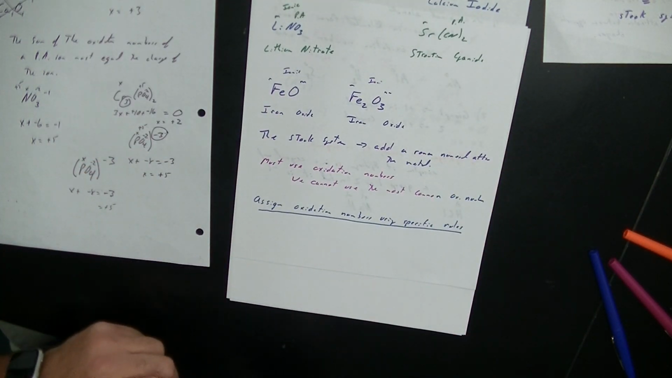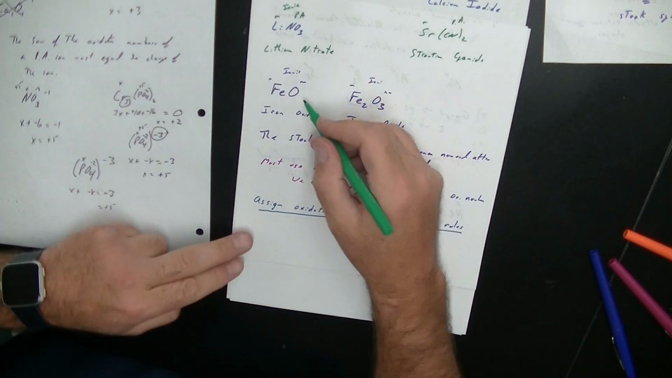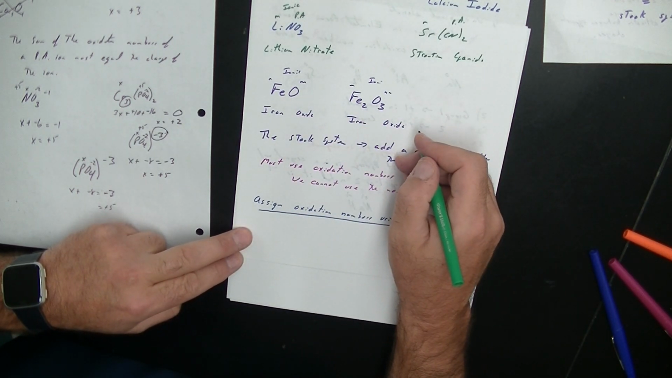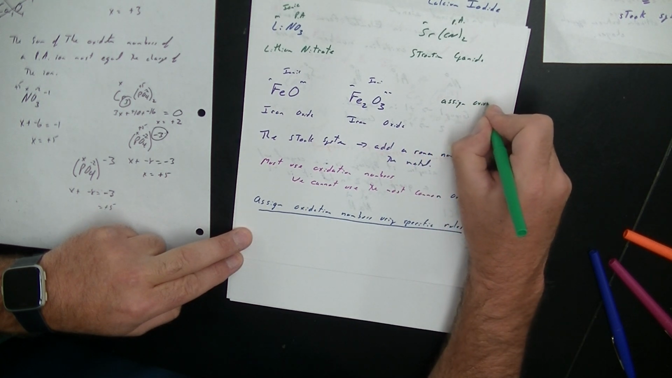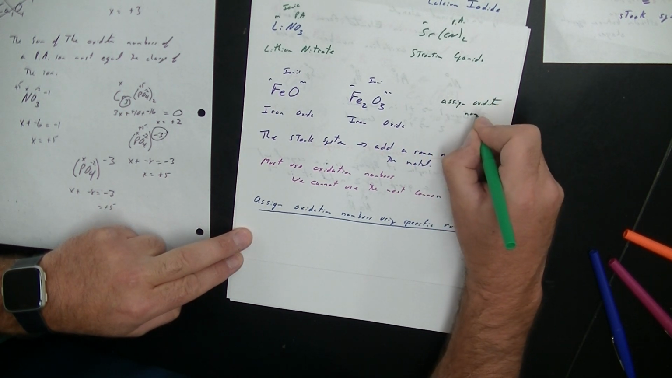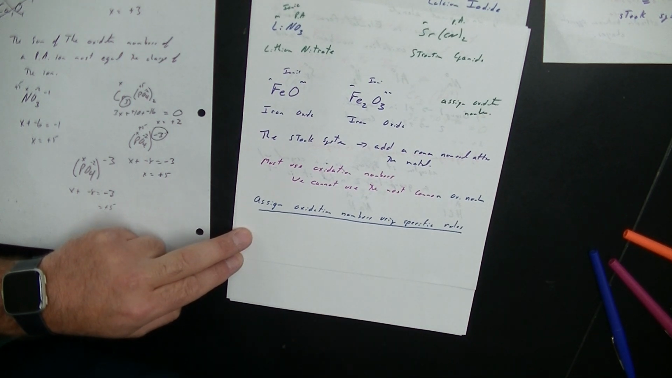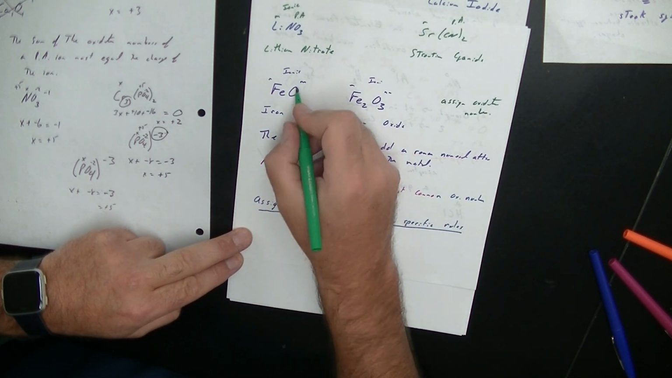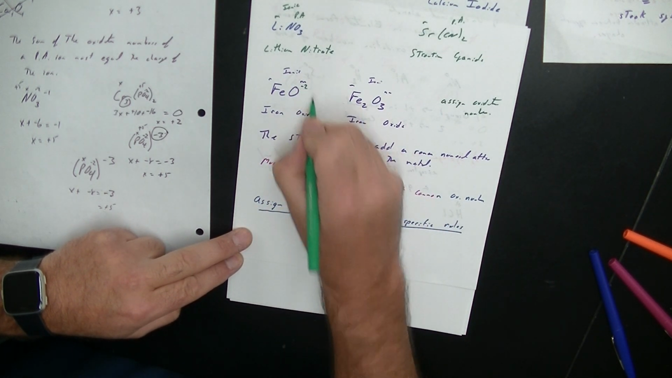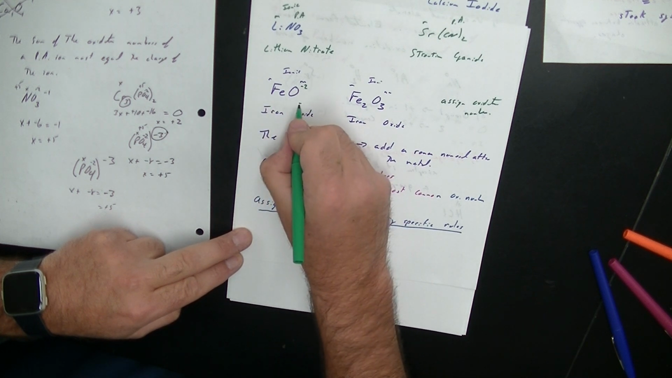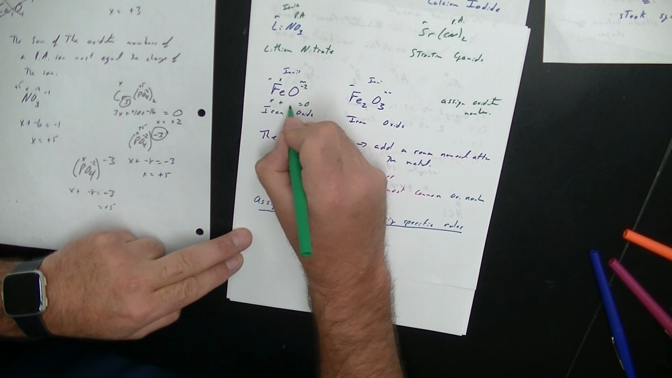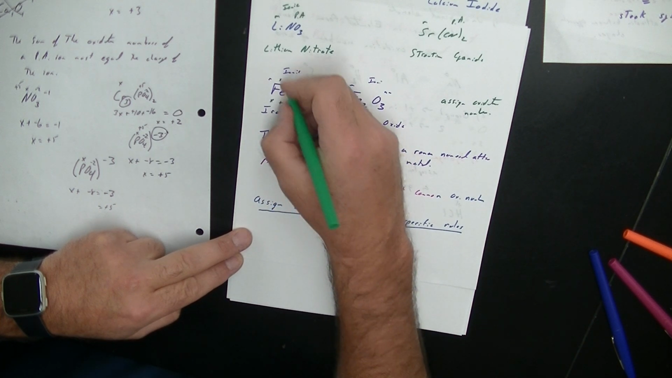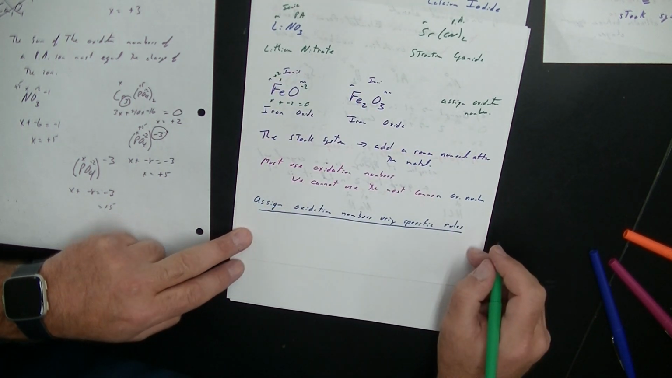So, if we were to assign oxidation numbers, because that's what we would have to do, this would be -2. To make this equal to 0, we would have x. So we got x plus -2 gives me 0. So iron here is +2.